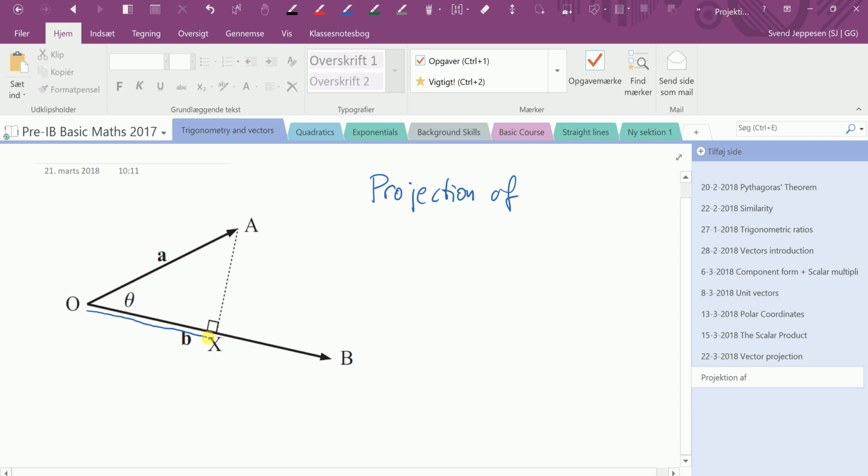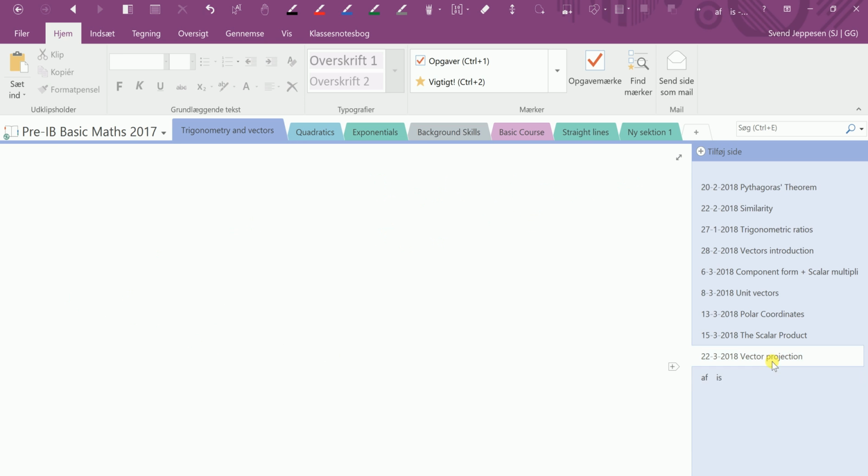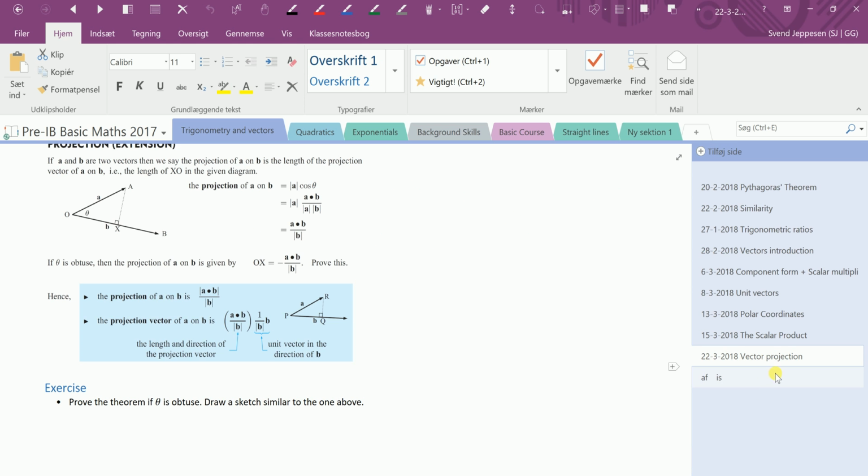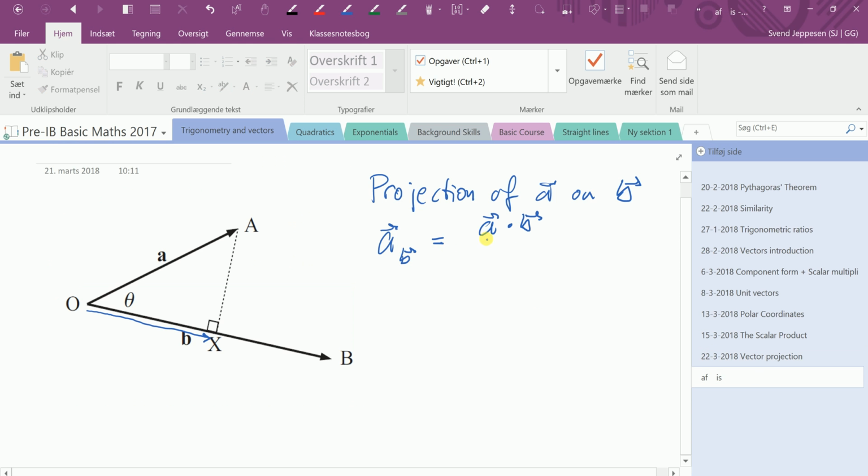So what we get is the vector here. So vector A on B. So we can write it like this: vector A projection on B, and the formula would be the scalar product of A and B. Let's make sure we do this right. Divided by the magnitude of B squared times the vector B.